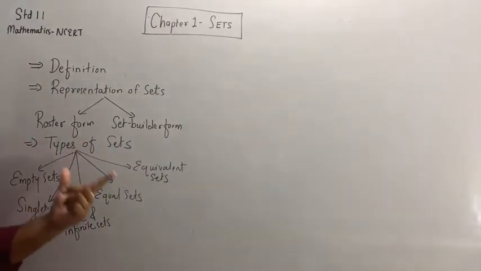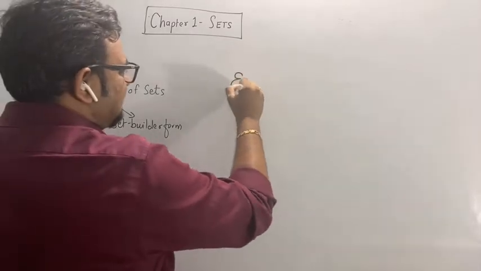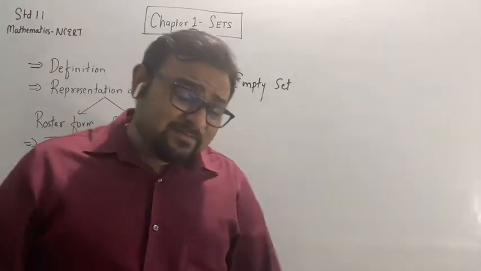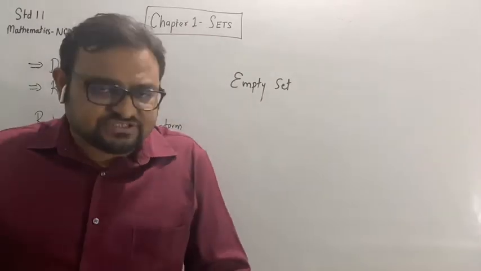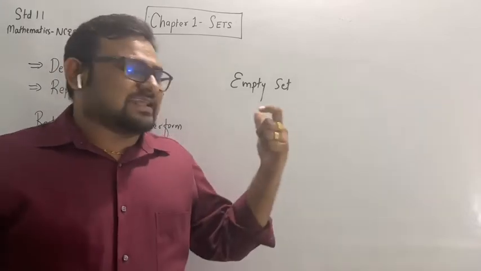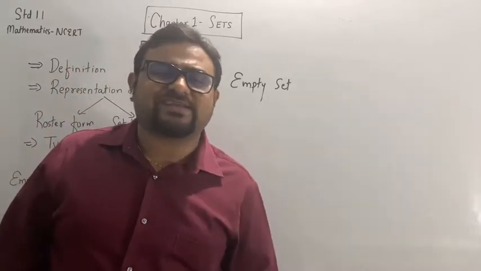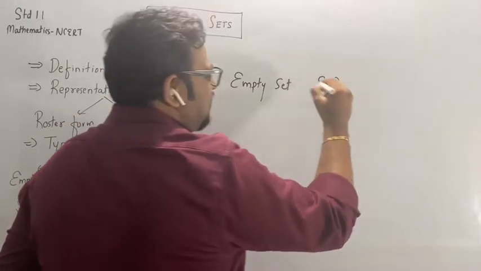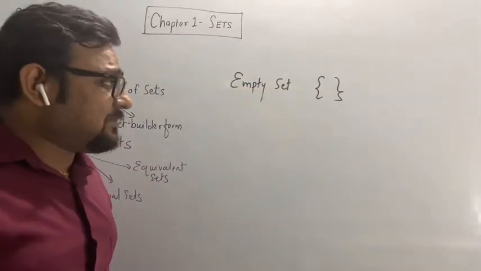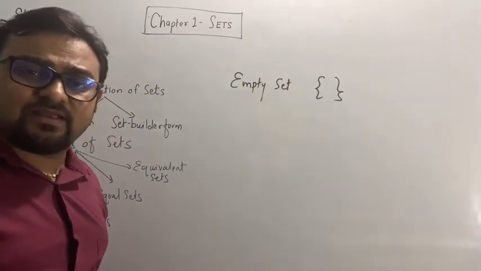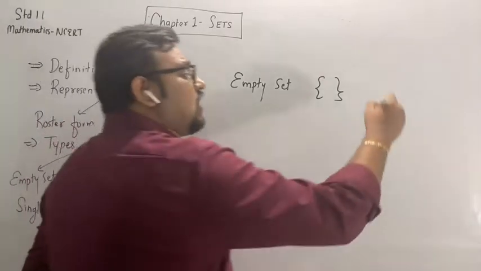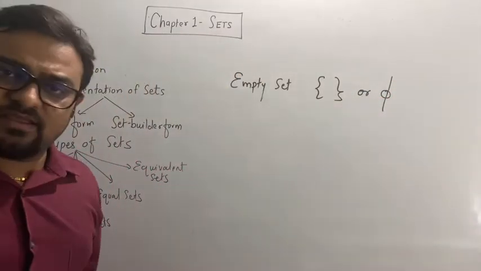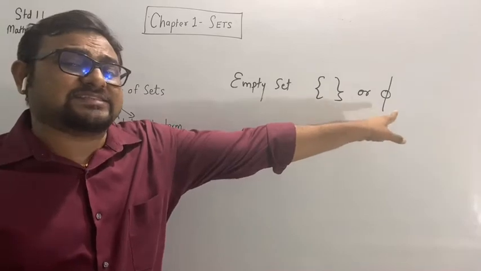Types of sets. First is the empty set. Now the name itself gives its definition: this set is empty, means there is not a single element. This is called an empty set. There is a bracket, but there is no element inside the bracket. So this is an empty set. Or I can also write it in this way, the symbol φ. This also means an empty set.